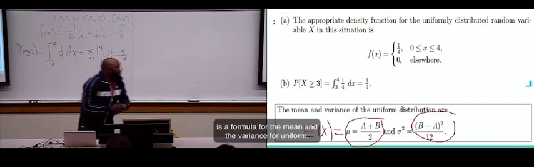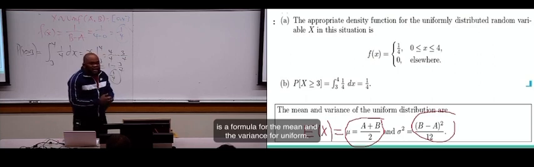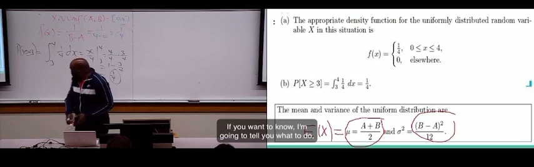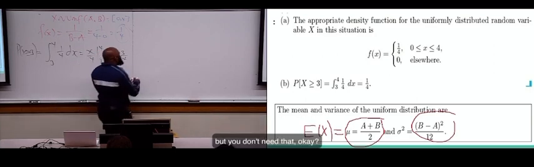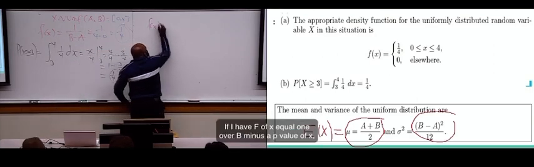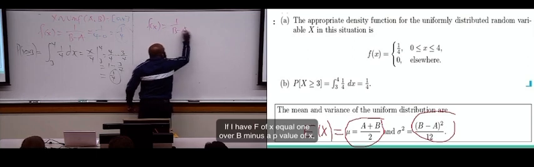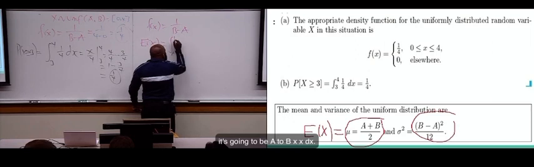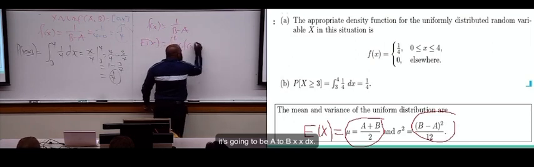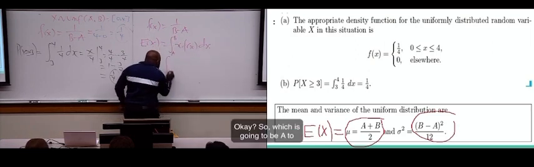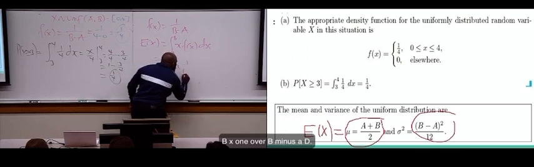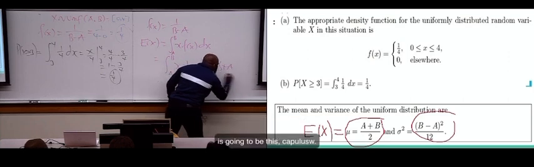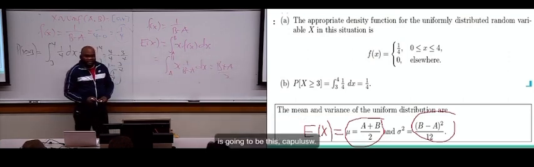Yeah, that is the formula for the mean and the variance for uniform. If you want to know, I'm going to tell you what to do, but you don't need that. If I have f of x equal 1 over b minus a, the expected value of x is the integral from a to b of x f of x dx, which is the integral from a to b of x times 1 over b minus a dx. At the end of the day, your final answer is going to be this. Calculus.